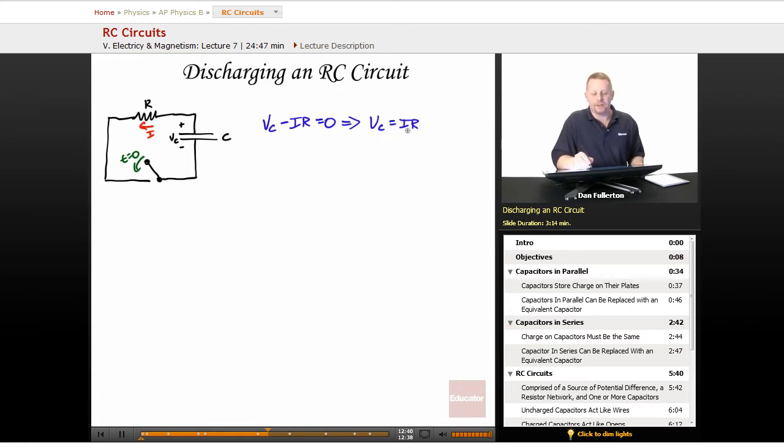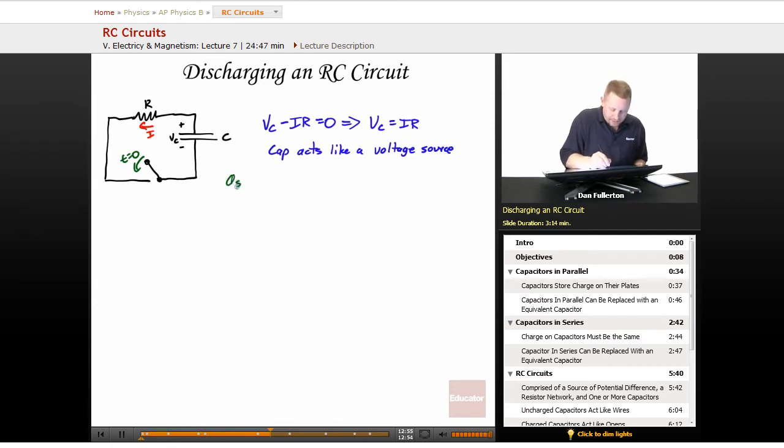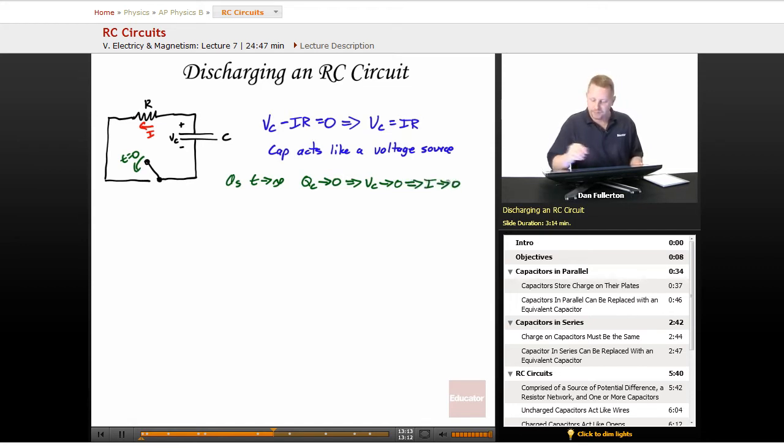That looks like what we'd get if this was a battery there instead. So initially, our capacitor acts like a voltage source. But as time increases, as t approaches infinity, the charge on our capacitor is going to bleed off. The charge on our capacitor is going to start to approach 0. Therefore, the voltage across our capacitor is going to approach 0, and therefore, the current in our circuit is going to approach 0.